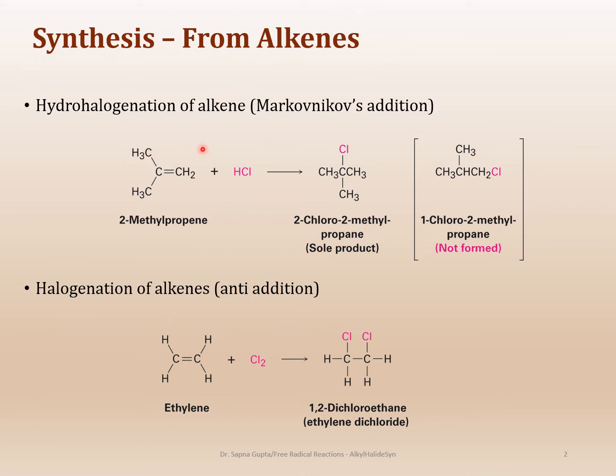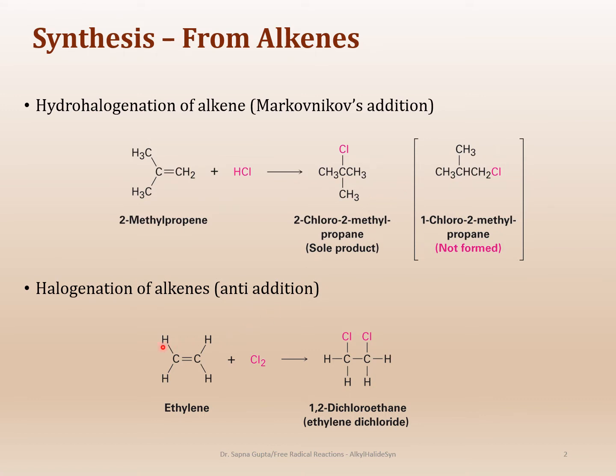alkenes, where we did the hydrohalogenation of an alkene, and we did the Markovnikov's addition, where we have the hydrogen going to the carbon with more hydrogen, and the Cl, or the chlorine or the halide, whatever it is, it's adding on to the carbon with less hydrogens. So the Markovnikov addition, we did that.